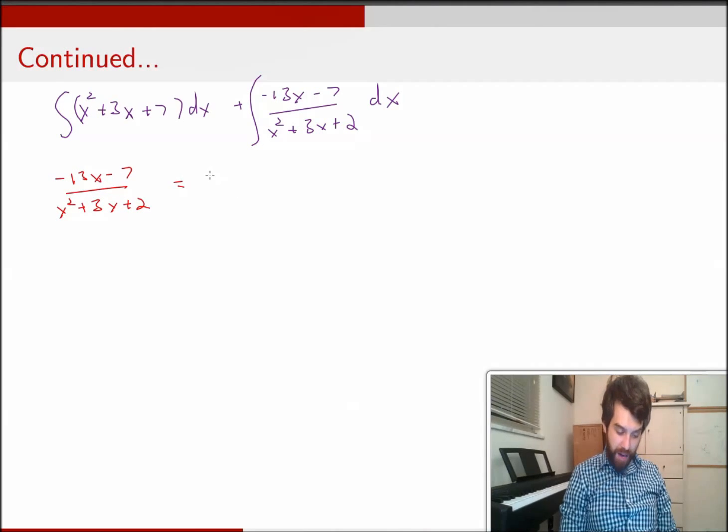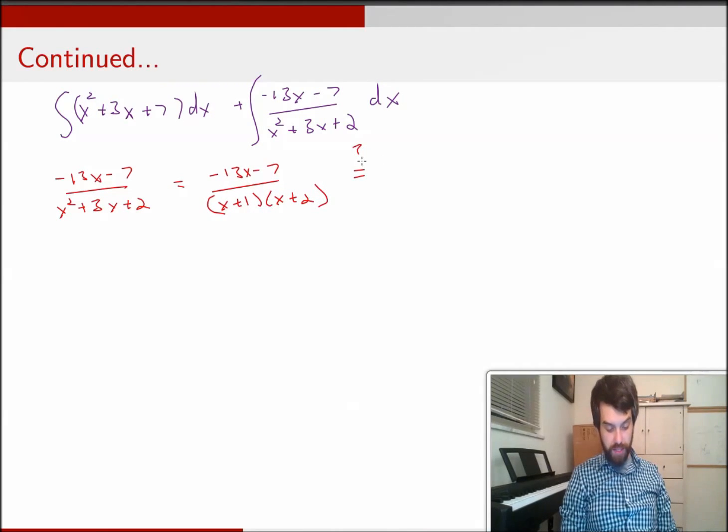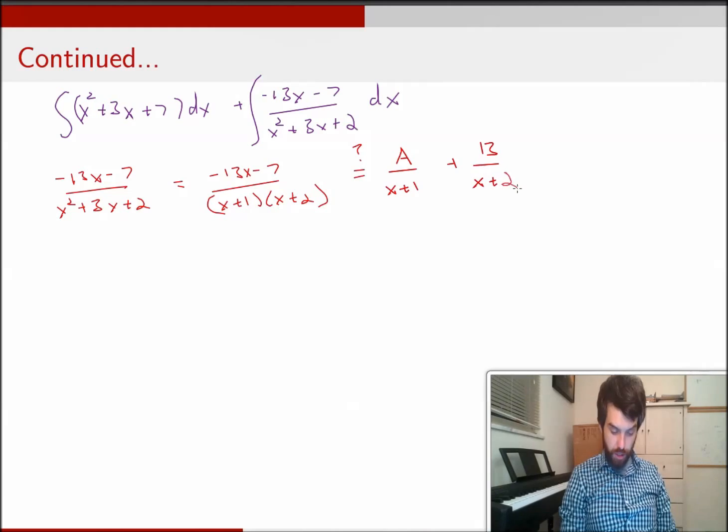So I'm going to say that minus 13x minus 7 divided by x squared plus 3x plus 2, well, I can factor the denominator like this. This is minus 13x minus 7 all divided by x plus 1 times x plus 2. So what we're looking for, this is two distinct linear roots, is I'm trying to find an A divided by my x plus 1 as well as a B divided by my x plus 2.